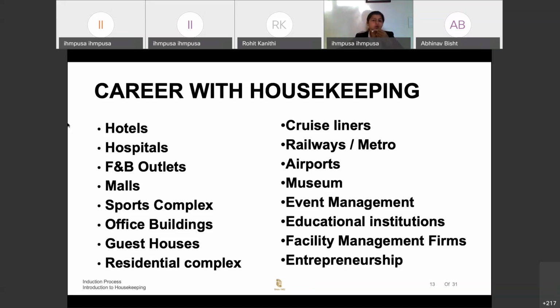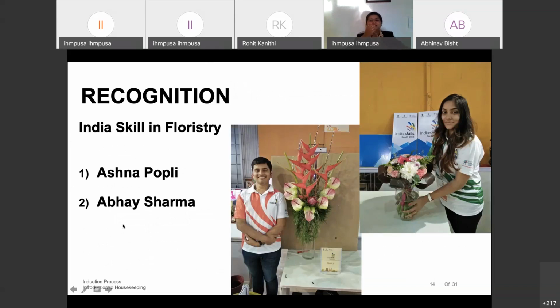Now, talking about what kind of setups, what kind of entrepreneurship you can do, I'll give you one example, which is in my next slide. Sir, can you please help me out with the next slide? Here I'll introduce you to two candidates, Ashna Popoli and Abhay Sharma. They just passed out this year from our institute. As Gupta sir was saying, even the expert of World Skills is sitting with us, Mr. Anil Goyal. He is the one who has guided these students.